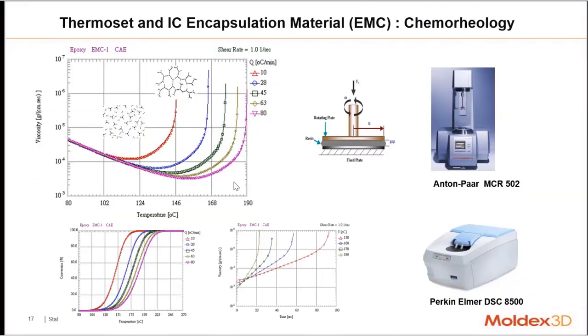And of course, if the material is a thermoset material or an IC encapsulant material, such as epoxy molding compound, in this kind of material a chemical reaction or curing reaction will happen. So the polymer properties will change from the monomer to the cured or polymerized state. When this happens, the viscosity will change dramatically.